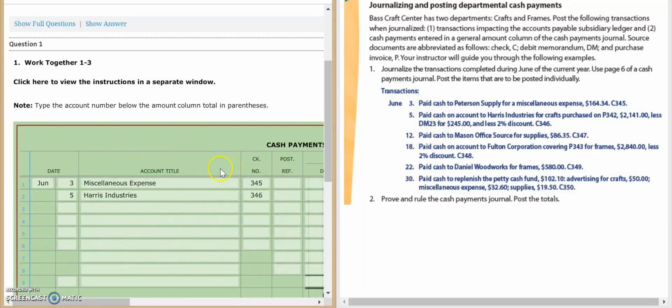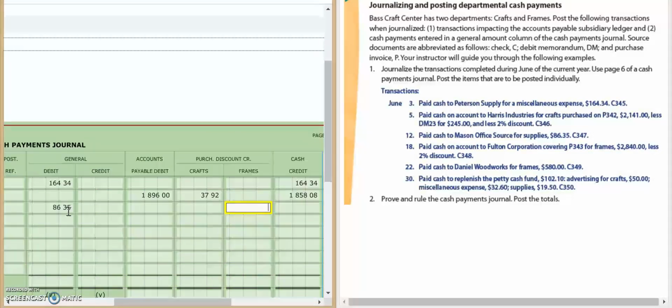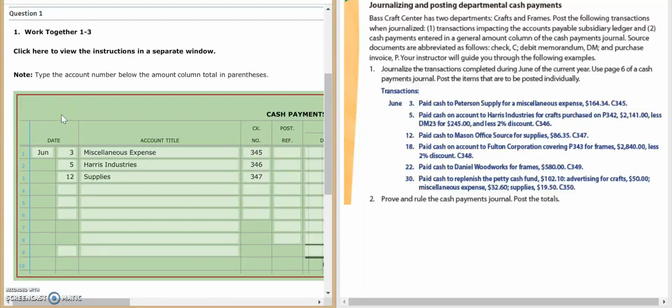Okay, then we're on to the 12th. It says we paid cash to Mason Office Source for supplies. So again, let's not get tripped up in the fact that we paid cash to the Mason office, because what did we get? We got supplies. So we're going to put supplies in here. Our check number again was 347. And this is going to be a general debit for the $86.35, which means we're going to toggle all the way over here to cash credit for $86.35. So again, another simple one: we just paid cash for something, so we record it in our cash payments journal.